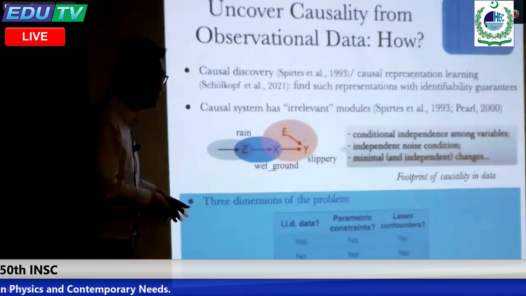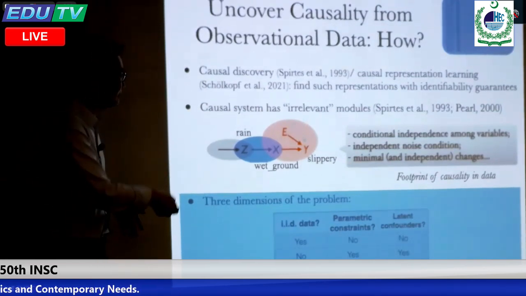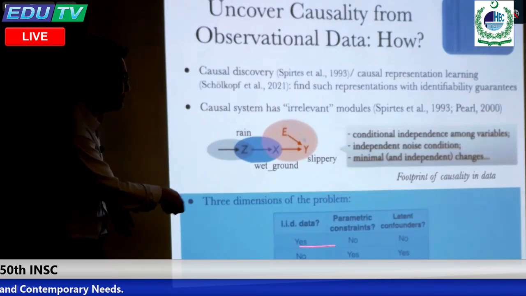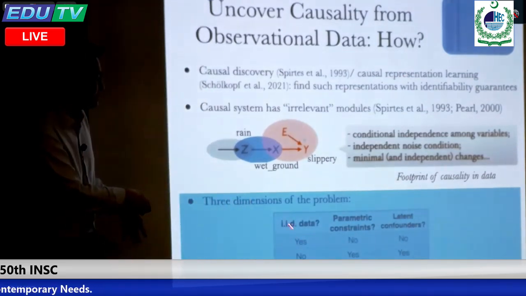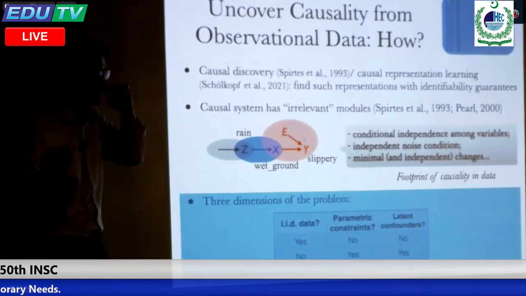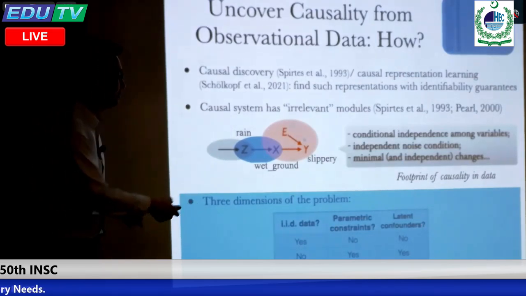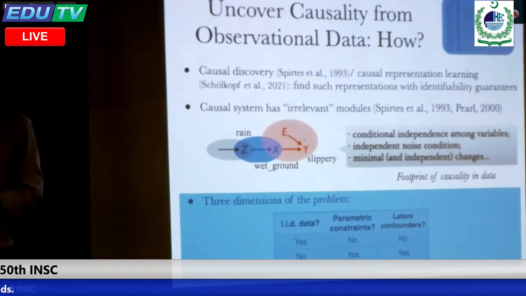Later, tomorrow, we are going to see a much broader setting called representation learning. We can allow a lot of latent variables and so on. And then we can have the three axes of the problem, including what kind of data you have, whether you assume it's linear or some other parametric models, or whether you allow a lot of latent variables. But for now, let's focus on classical methods for causal discovery.